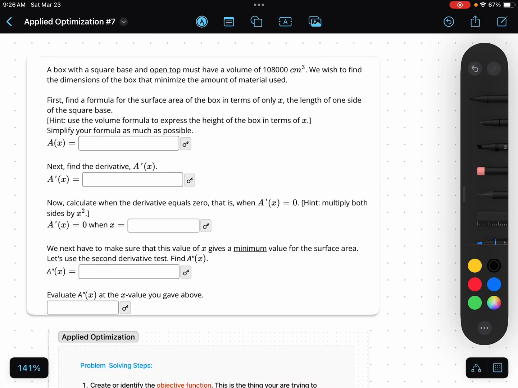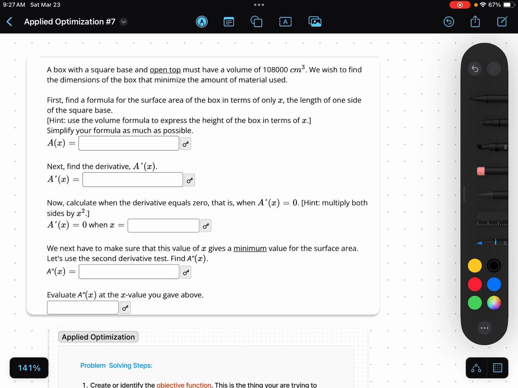Okay, welcome back. So we've been working on some applied optimization problems, and when you get to number 7, you're going to see a problem similar to this one. And I want to walk you through this process because we're going to have to use a constraint on a relatively complicated formula to achieve what they're asking us to find here.